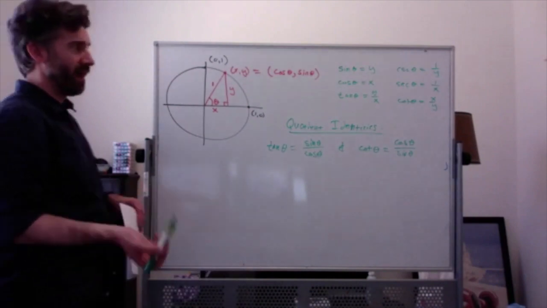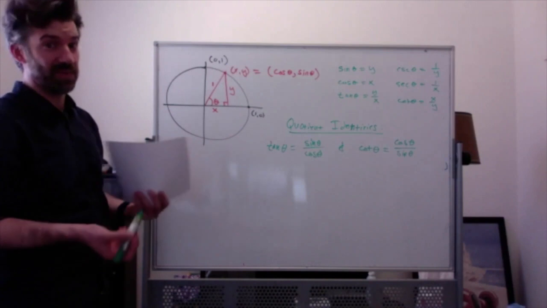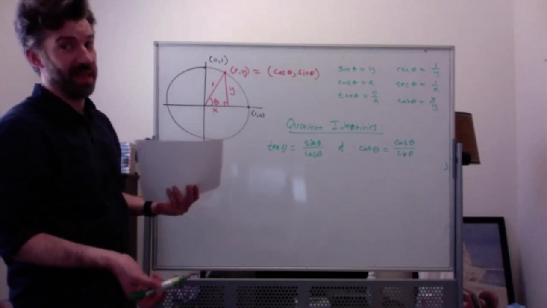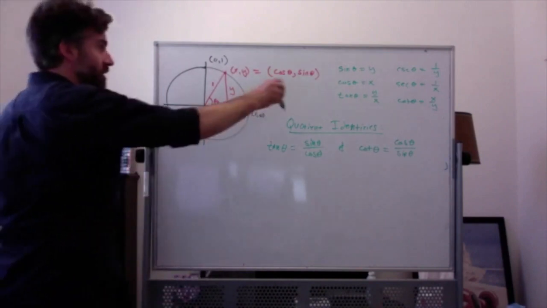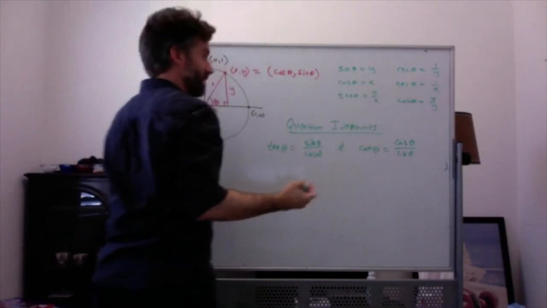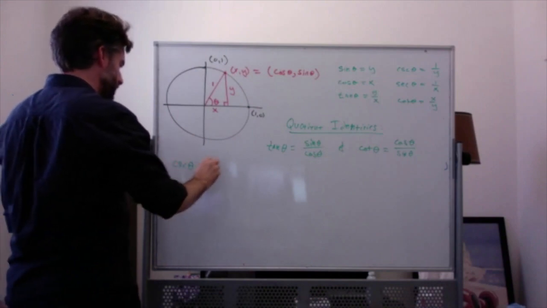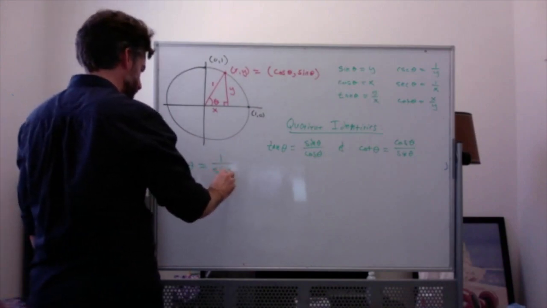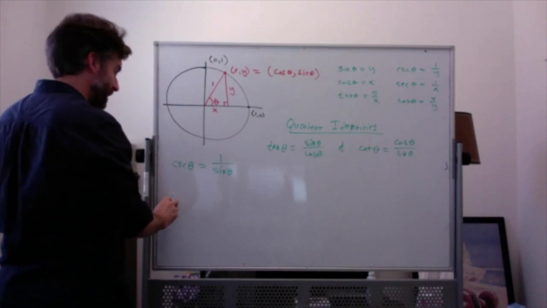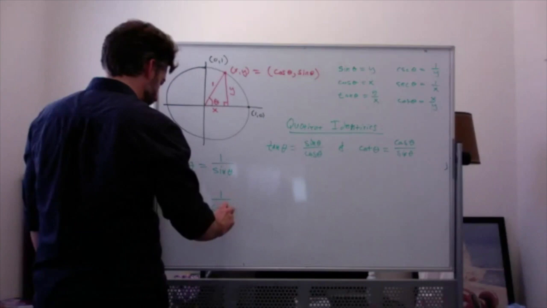So the other ones we have, I think, are ones you guys already know. You already know that cosecant is the reciprocal of sine, right? We've said it like 100 times. But you can see it here. Cosecant of theta is really 1 over y, which is sine of theta. So cosecant of theta is 1 over sine of theta, and secant of theta is 1 over cosine of theta.